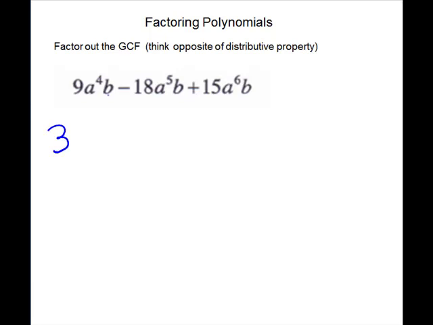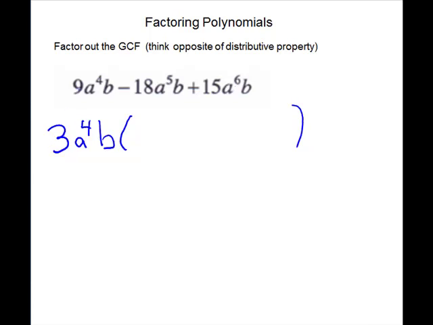For the a's, make sure you have a in each one. You do. Go with the lowest. For the b's, we have 1 b in each one. So 3a to the 4th b will be our GCF. Make one big set of parentheses. This time you're going to need 3 terms in there. So we go term by term to see what's missing.